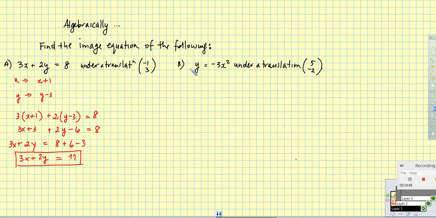I can do the same thing with the second example. I might as well just do the second one as well, so that I can say wherever there is an x, I will replace it with x minus 5, and wherever there's a y, I will replace it with y plus 2. So that I will say y plus 2 is equal to negative 3 times x minus 5 all squared, so that I will have y is equal to negative 3 bracket x minus 5 all squared minus 2. And that shows me what my new function is going to be. All right.